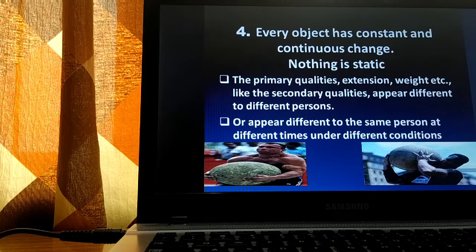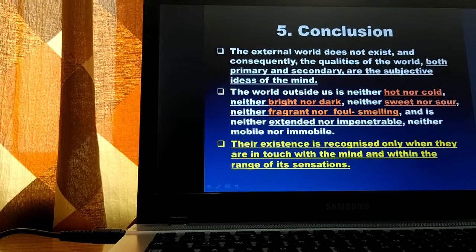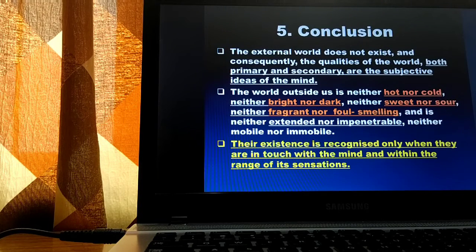Their position is also just like the position of the secondary qualities. No difference between primary qualities and secondary qualities. They are so perceived by our mind. Therefore, primary qualities are subjective. They are dependent on our mind. They cannot exist apart from our mind. Now, after we have discussed the three arguments given by Berkeley, we may come to the conclusion that the external world does not exist, and consequently the qualities of the world, both primary and secondary, are subjective ideas of the mind. Now we are coming to this conclusion.